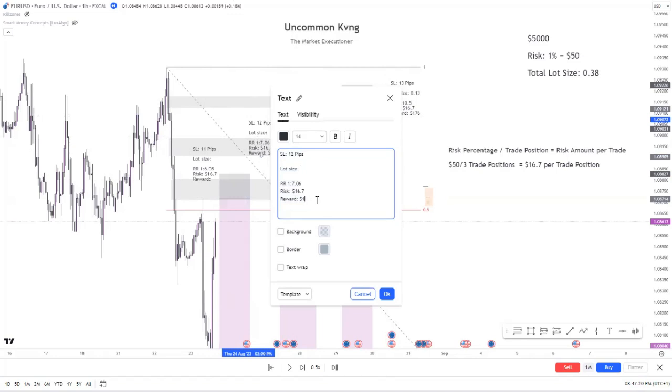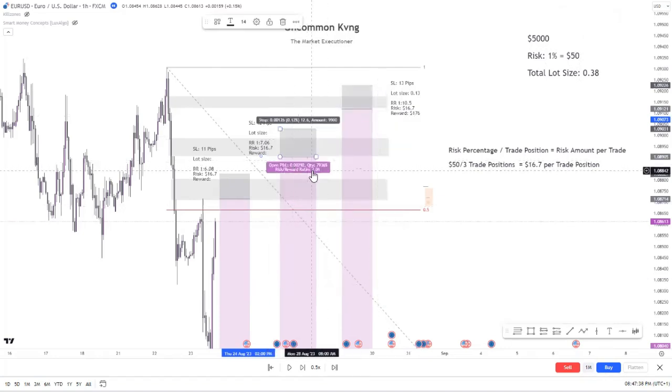This we don't know yet. This is 16.7, which is our risk per position after we divided the total $50 into 3. It gave us 16.7. So we'll have to find out. Now, what is the risk to reward? This is 7.6. So it's still the same thing, 7.6.